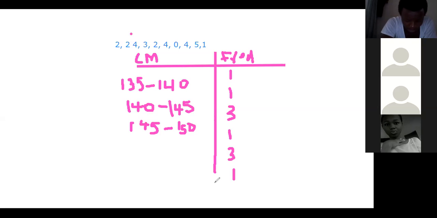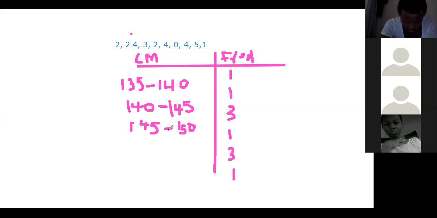How many people had between 135 to 140? Then we can talk about that. How many people had between 140 to 145? Then we group them, we count them, then we can write their frequency. How many people had between 145 to 150? We can also consider that. Then we are good to go.